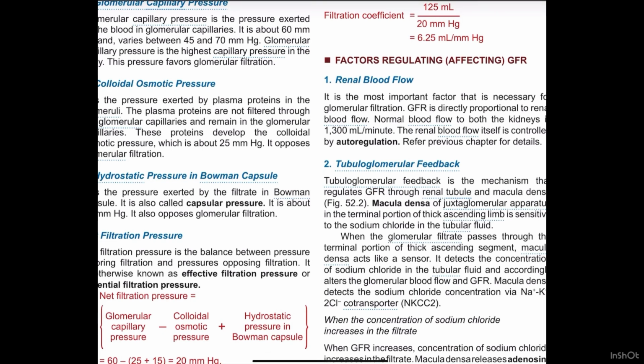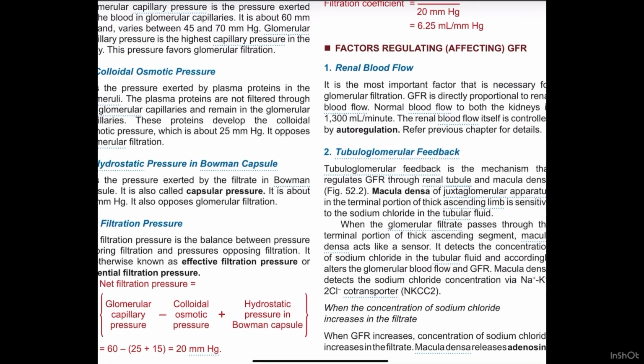And when it comes to here, you can see the hydrostatic pressure in the Bowman's capsule. It is the pressure exerted by the filtrate in the Bowman's capsule. The water content, the filtrate present in the Bowman's capsule, is going to oppose again. This is also called capsular pressure. This is about 15 mm of Hg. We can consider it like 20 also. 15 to 20 can be seen. It opposes glomerular filtration.